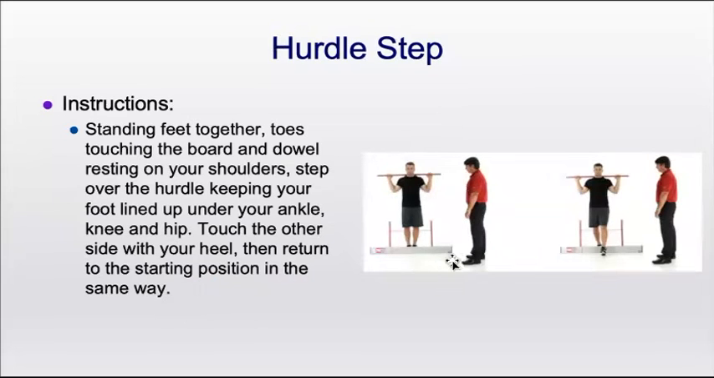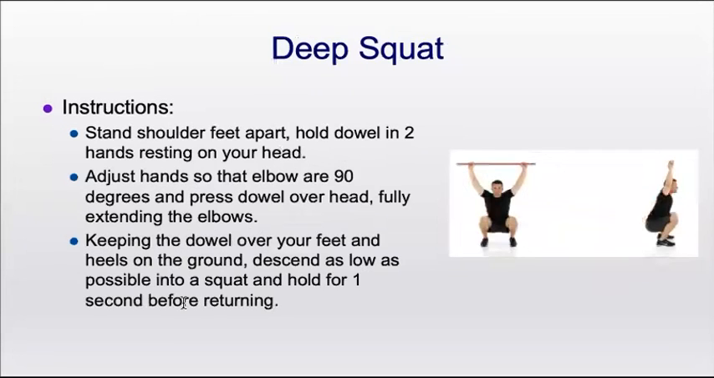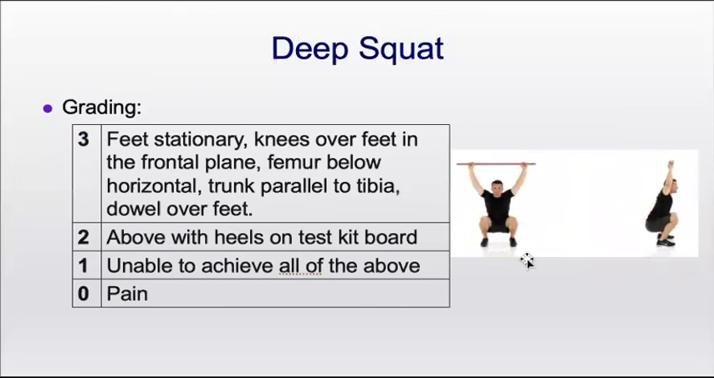So this plastic piece here, the gray piece, if you slide the testing kit underneath their heels, this might allow them to achieve that movement properly. So if you slide the testing kit under their heels and they're able to complete this movement with the dowel nicely overhead and all of those other aspects, then they can be scored a 2. If they cannot perform a successful squat with the testing kit under their feet, then they will be scored a 1. If they have pain, obviously it's scored a 0.